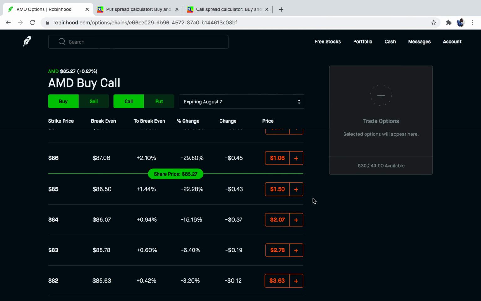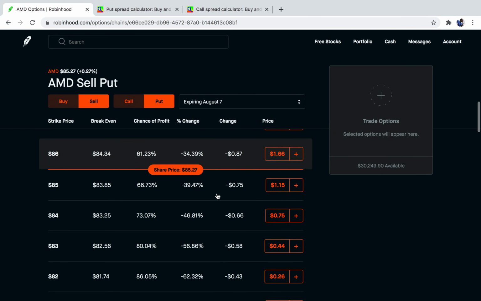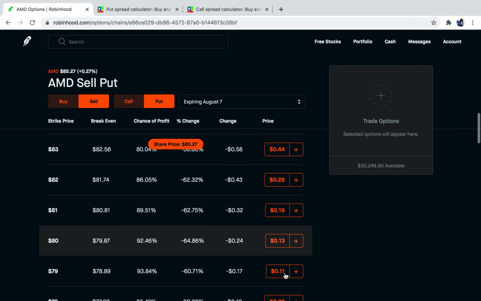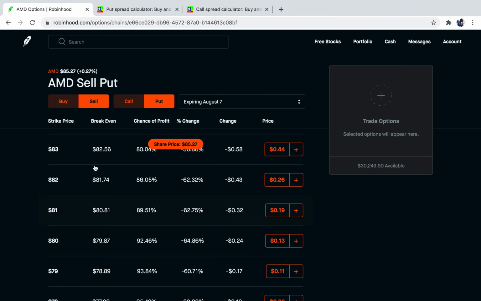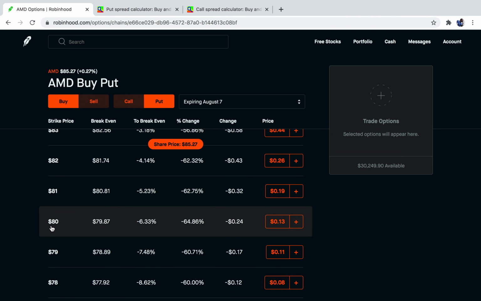Now remember, any put credit spread, you're going to sell a put, right? So if you go to sell options and you go to puts, you're going to sell a put. Let's say you wanted to sell this one right here, and then we're going to buy a put. Remember, same expiration date, same type, so another put. And remember, this has to be at a lower strike price than the put that we sold, right? So we would buy a put at a lower strike price than $80.